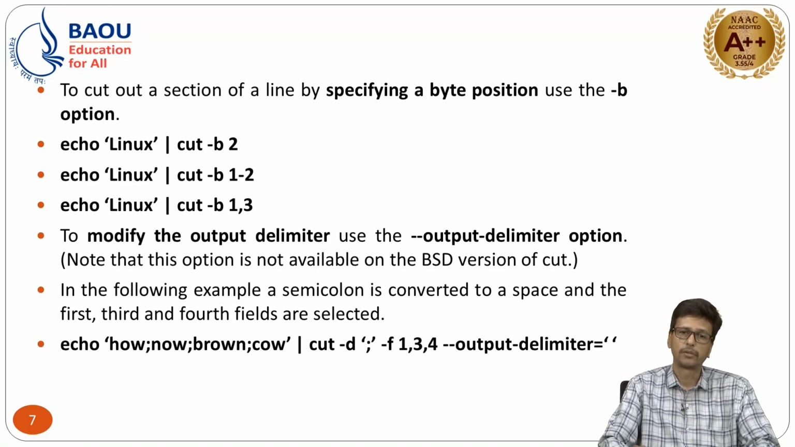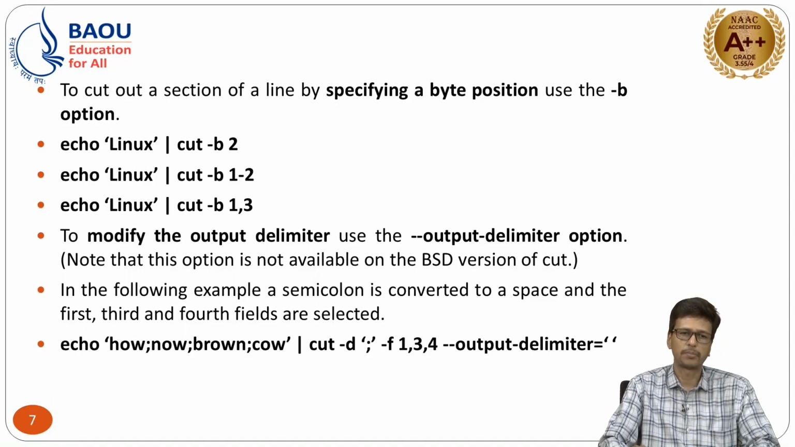But what happened? Here the delimiter is a semicolon. You have to change it. So you can write at the end of the command double hyphen and then output-delimiter equal to space. That means whatever delimiter you are requiring, you have to mention at the end, right?